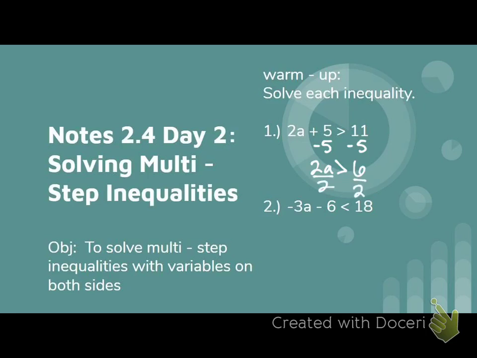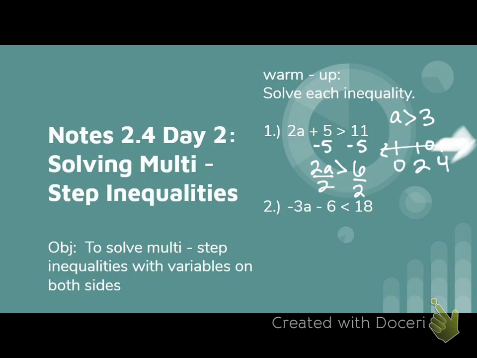We get a is greater than 3. On our number line, at 3, are we open or closed? Open, and we shade to the right side because it is greater than. Questions about number 1? No.